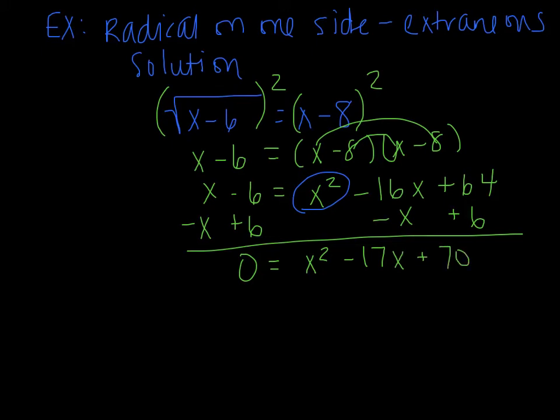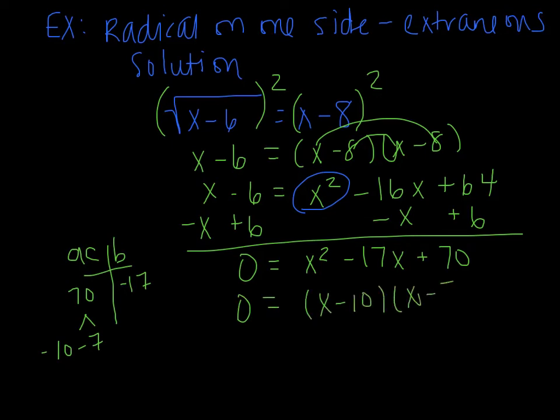At this point, again, the steps to factoring: look for a GCF. There is no GCF, so I'm going to make my ACB chart. AC and B. AC is positive 70. B is minus 17. They were nice to us with this problem and made it a little bit obvious. 10 and 7, they both need to be negative. Minus 10 and minus 7 multiply back to a positive 70. Minus 10 and minus 7 add to a minus 17. A, my coefficient of the x squared, is 1, so I don't need to split the middle term. I have my factors, x minus 10 and x minus 7.